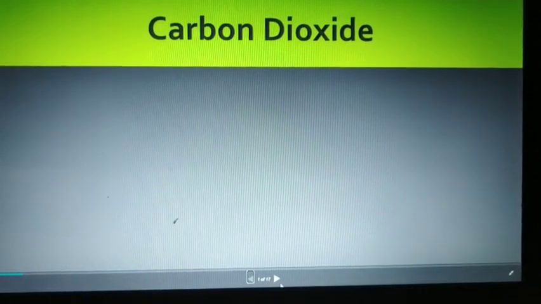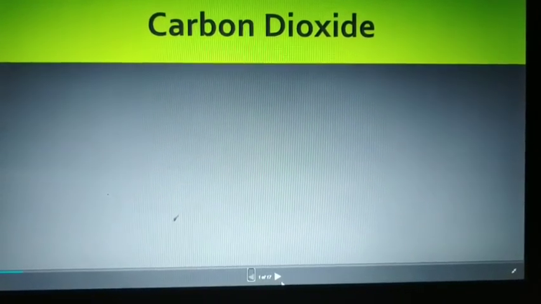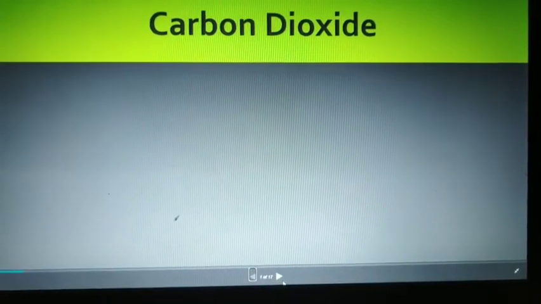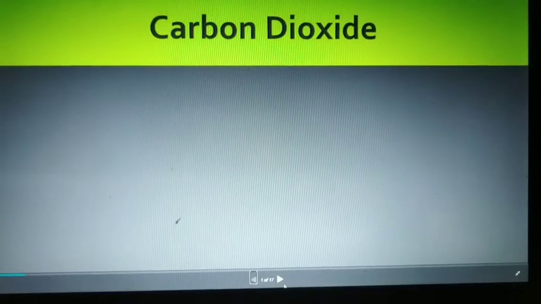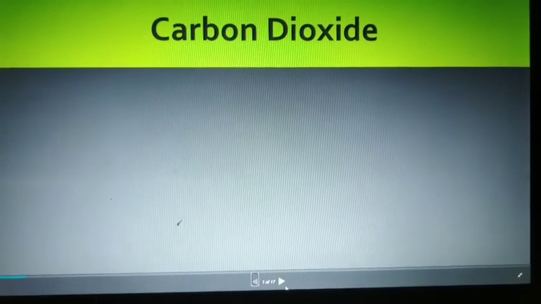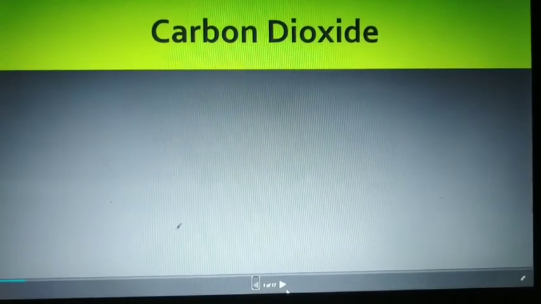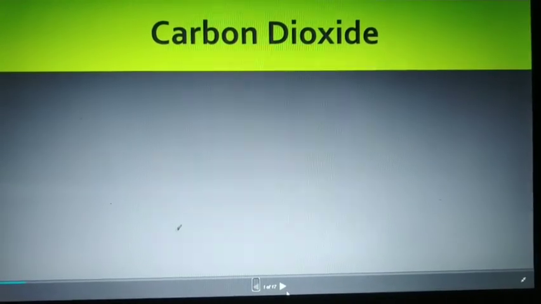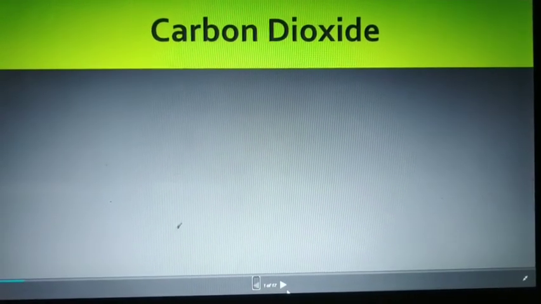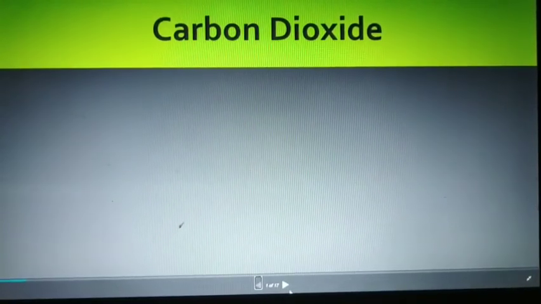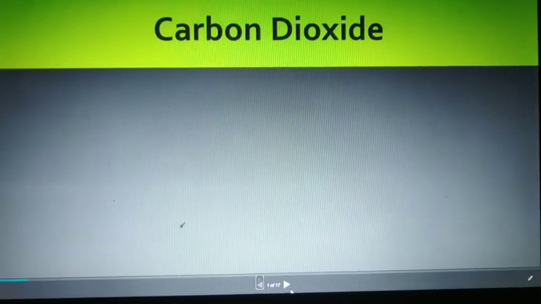Now let's move to the next topic, that is carbon dioxide. Carbon dioxide was first prepared by Van Helmont around 1630, not a fixed date, around 1630. Lavoisier in 1783 established that carbon dioxide is an oxide of carbon.